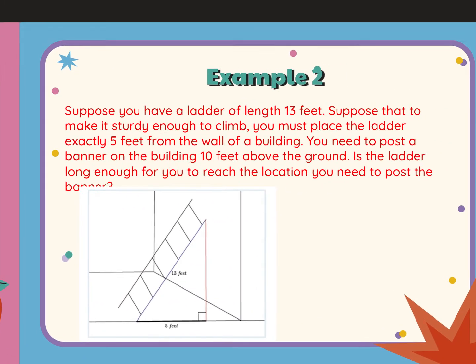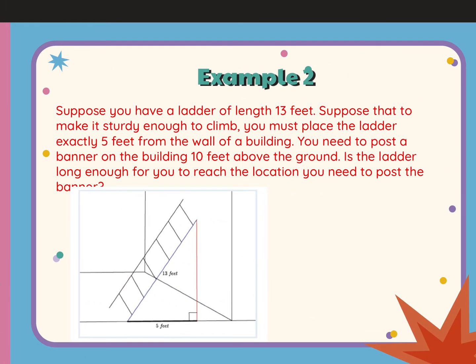All right, so let's go ahead and take a look at our first example. It says, suppose you have a ladder of length 13 feet. Suppose that to make it sturdy enough to climb, you must place the ladder exactly 5 feet from the wall of a building. You need to post a banner on the building 10 feet above the ground. Is the ladder long enough for you to reach the location that you need to post the banner?